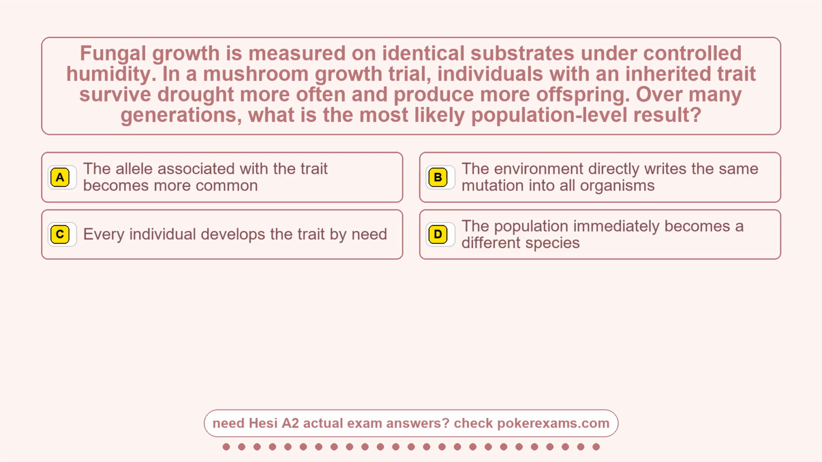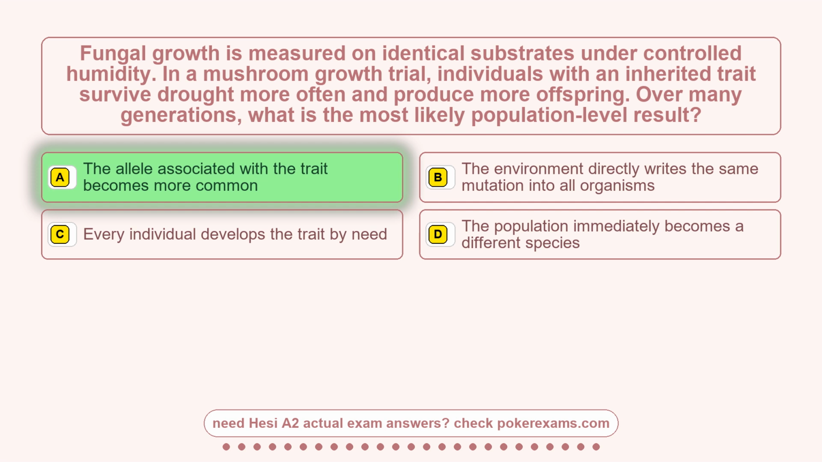Question 15. Fungal growth is measured on identical substrates under controlled humidity. In a mushroom growth trial, individuals with an inherited trait survive drought more often and produce more offspring. Over many generations, what is the most likely population-level result? Option A. The allele associated with the trait becomes more common. Option B. The environment directly writes the same mutation into all organisms. Option C. Every individual develops the trait by need. Option D. The population immediately becomes a different species.